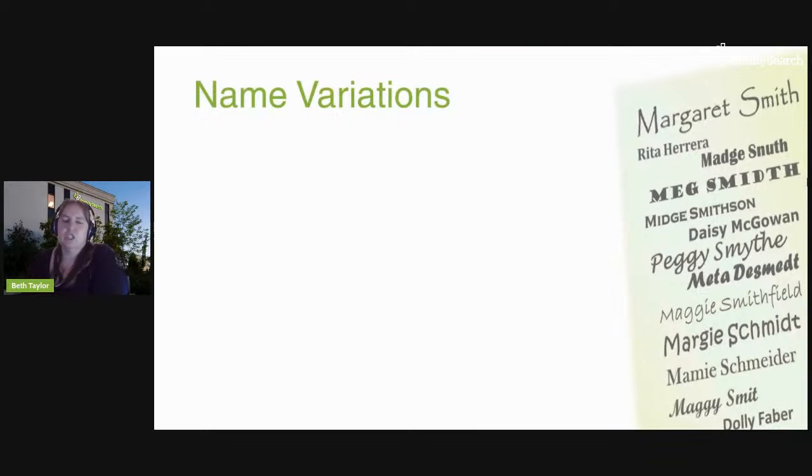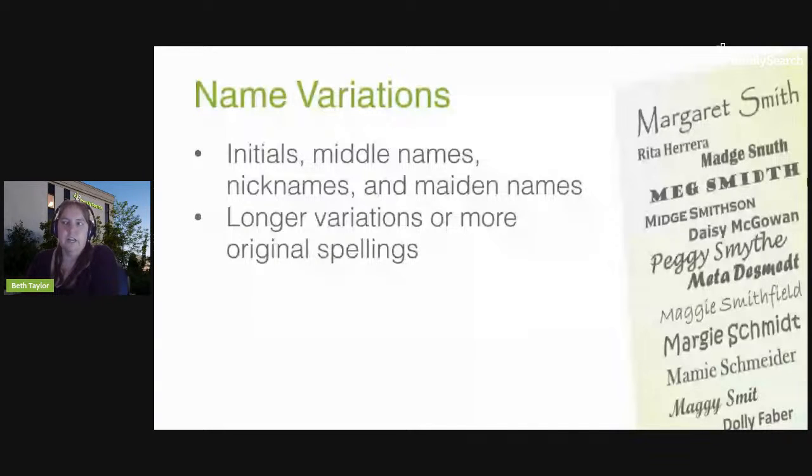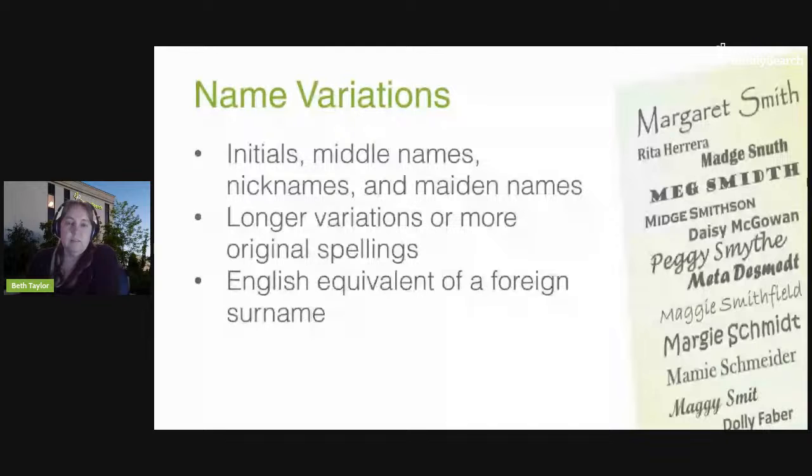Also, make sure that you're searching for name variations. Look for initials, middle names, nicknames, maiden names. Look for the longer variation or more original spellings. I once helped a guest at the library who told me they were looking for a French-Canadian family in California, and the surname was King. So I spent a while looking for the surname King, and I finally found the family under the surname Roy, or ROI, which is French for king. They hadn't changed it to English, or they were actually still using the original French version.